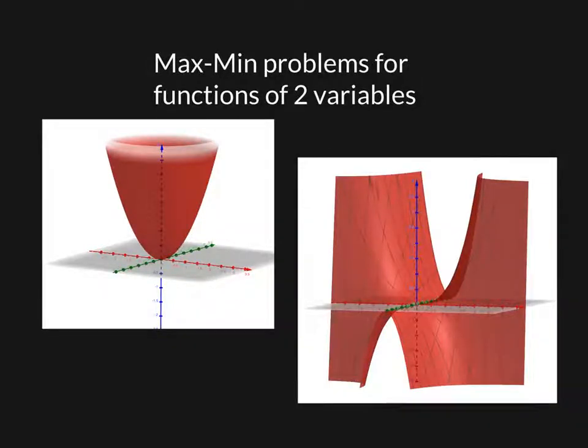Finding relative maxes and mins and saddle points of functions of two variables is a little bit more complicated than finding them for a function of a single variable, but still certainly very doable. So how do we find a maximum, minimum, or saddle point of a function of two variables?